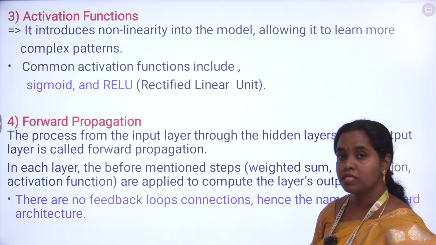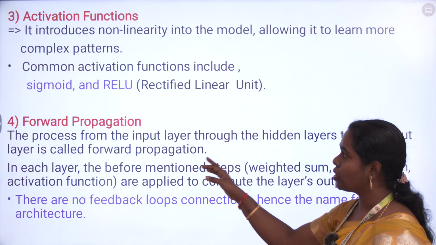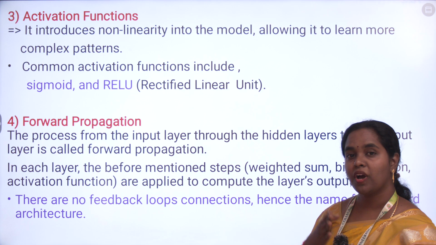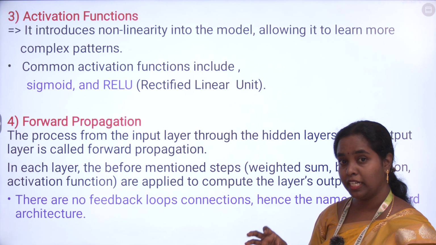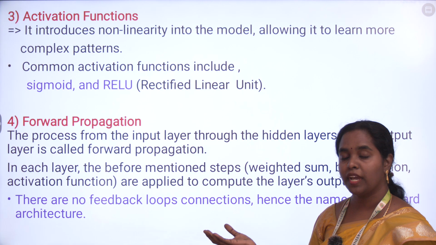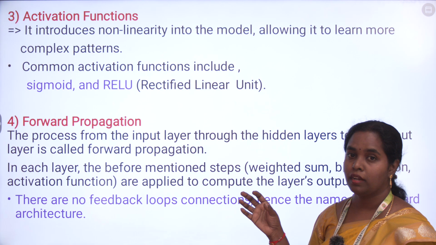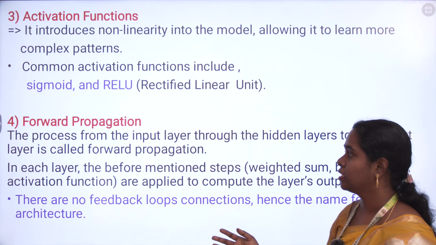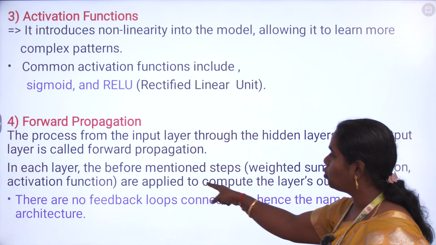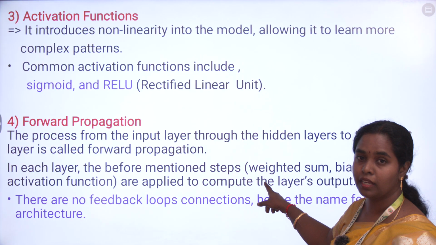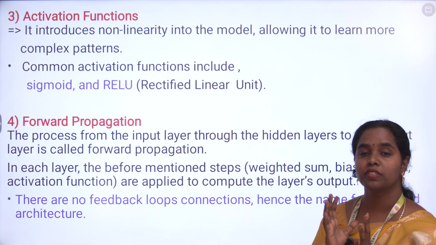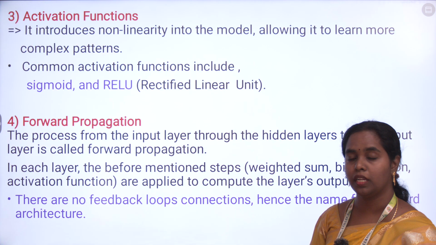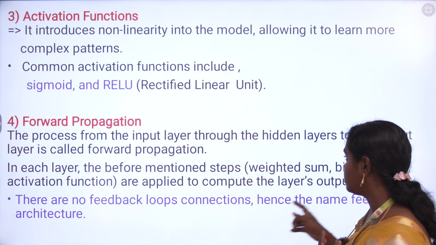Next, fourth one is forward propagation. This process starts from the input layer and passes through multiple hidden layers, and then finally we go to the output layer. This is the forward propagation. In each layer, the steps involve the weighted sum of inputs, then biases, and then finally the activation function.